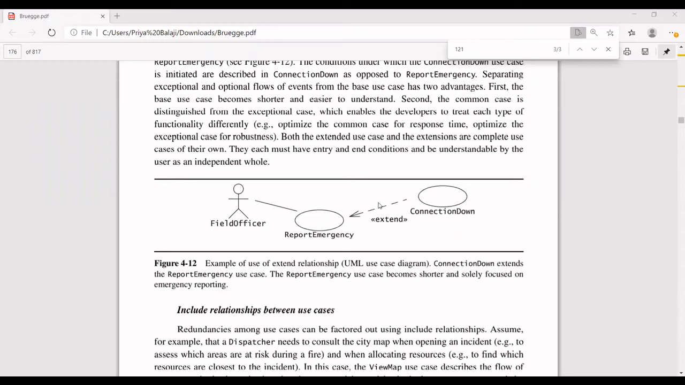It is not mandatory. Will the connection go down every time? No. Will your application have some problem every time? No. Will your application not respond every time? No. It is an exceptional case. Whenever some exceptional case comes into the picture, if that has to be handled, then you have to use your extend relationship.